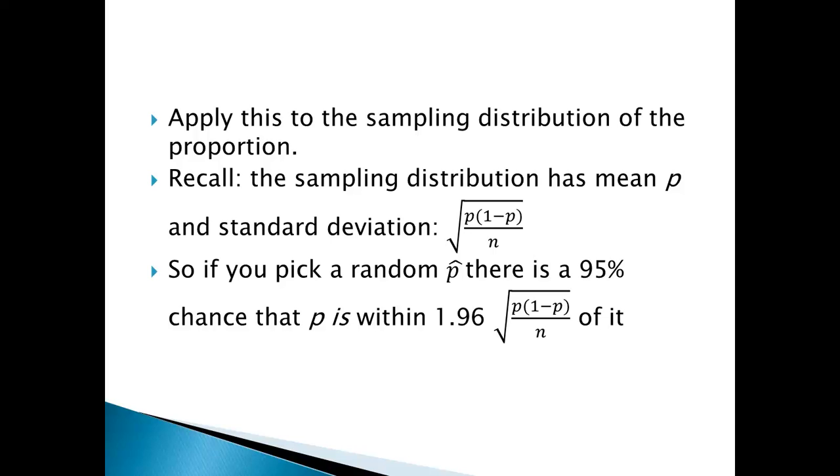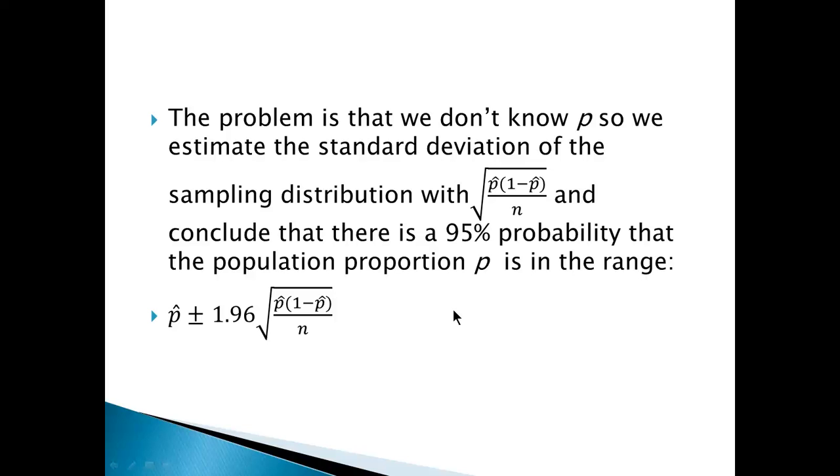So pick a random p hat. We can be pretty sure that the actual p, because that's the mean of the sampling distribution, is within this range of your p hat. Now, we don't know p, so we can't measure that standard deviation directly, but using p hat there is good enough. And so we conclude there's a 95% chance that the population proportion p is in this range: p hat plus or minus 1.96 square root of p hat, 1 minus p hat over n. Confidence interval.